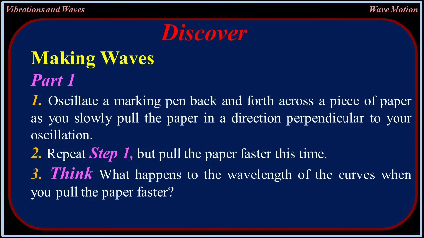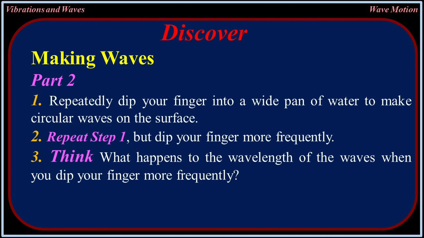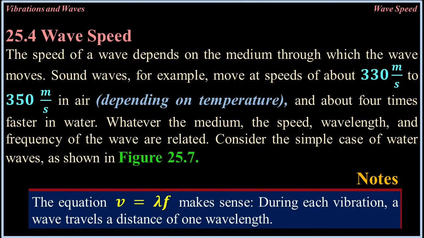Discover making waves. Part 1. Oscillate a marking pen back and forth across a piece of paper as you slowly pull the paper in a direction perpendicular to your oscillation. 2. Repeat step 1, but pull the paper faster this time. 3. Think. What happens to the wavelength of the curves when you pull the paper faster? Part 2. 1. Repeatedly dip your finger into a wide pan of water to make circular waves on the surface. 2. Repeat step 1, but dip your finger more frequently. 3. Think. What happens to the wavelength of the waves when you dip your finger more frequently?